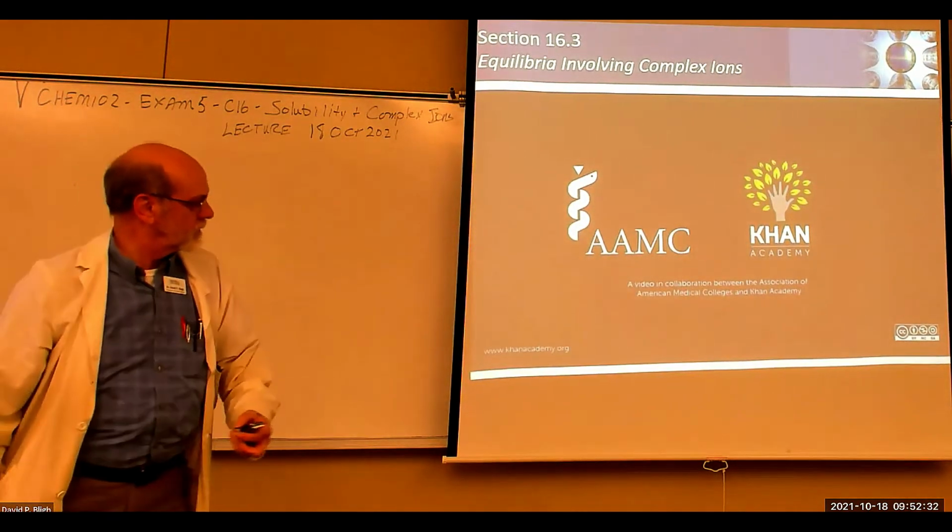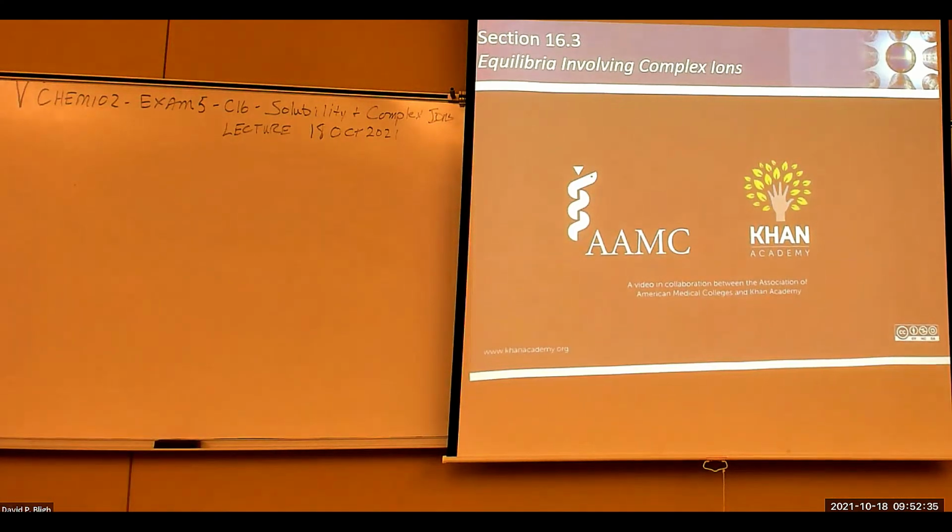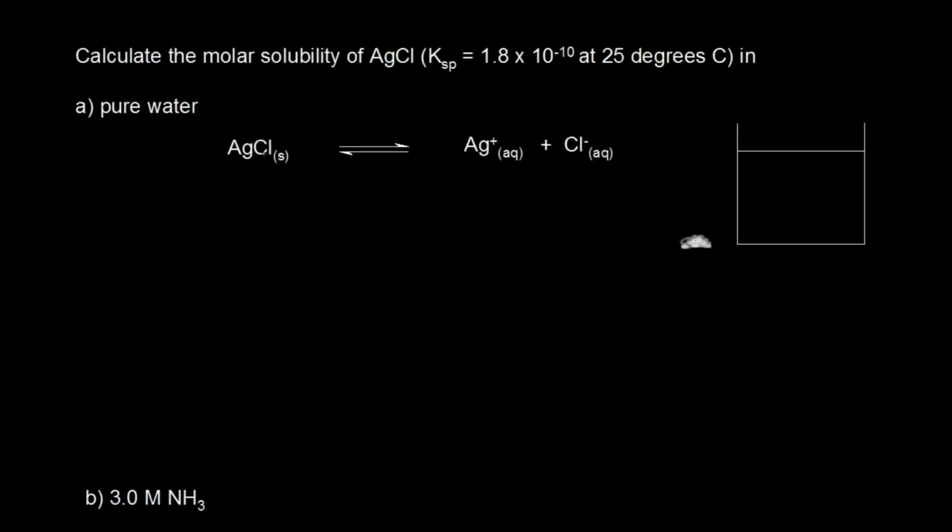Oh, I've got a video. So let me get the sound pumped up. First, let's calculate the molar solubility of silver chloride in pure water, and then we're going to compare the solubility that we get in part A to the solubility that we're going to get in part B. And in part B, it's no longer pure water. We're going to have some ammonia present.